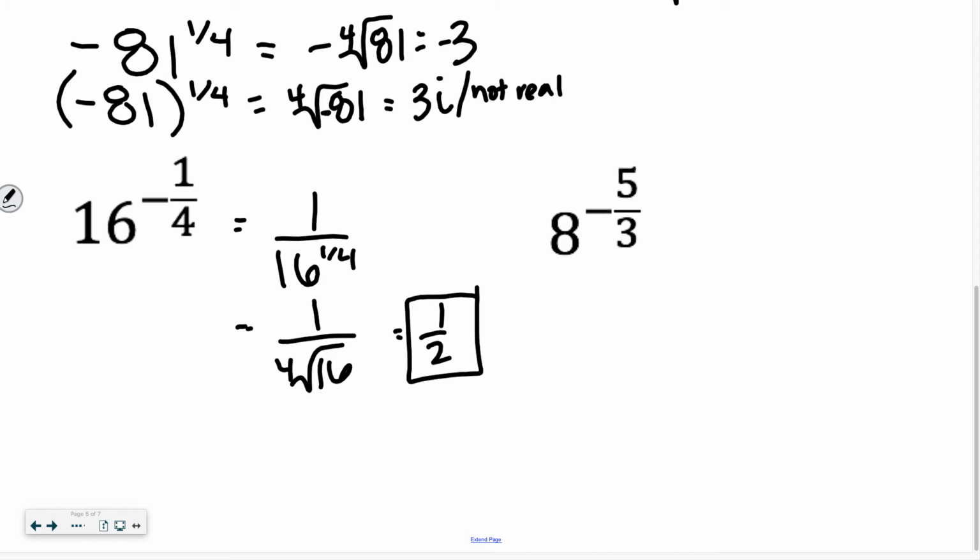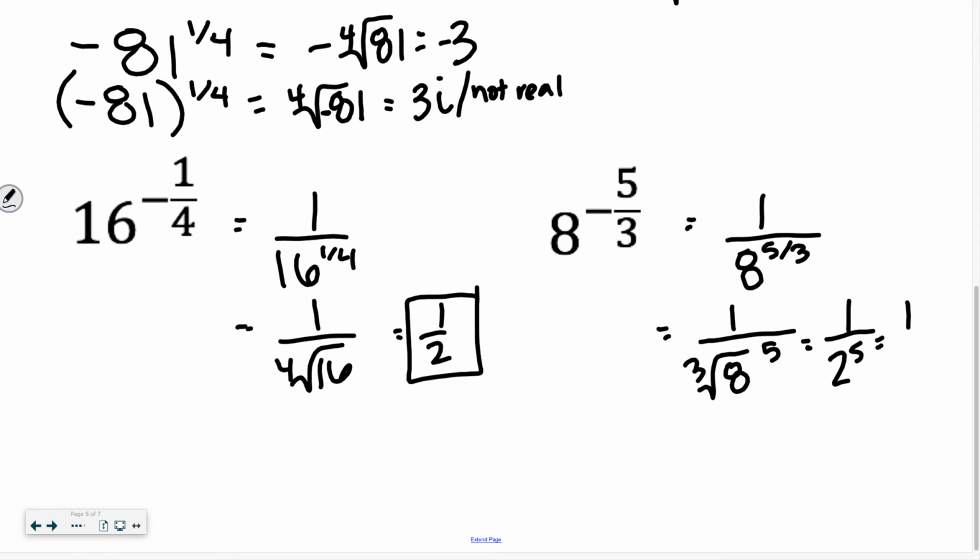And then 8 to the negative 5/3. Don't flip the fraction exponent, flip the base, the 8. So that goes below 8 to the positive 5/3. Remember, in your fraction exponent, your root is where? In the denominator, in the basement, right? So we have 1 over the cube root of 8 raised to the 5th. Well, that's 1 over 2 to the 5th, which is 1 over 32.